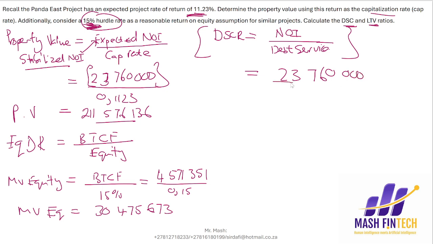23,760,123. And then we divide this by the debt service. We calculated this using the PMT times 12. And that value, when we calculated it using our financial calculator, was 19,188,649. Hence, the debt service coverage ratio is going to be equal to 1.24 times. Okay, the debt service coverage is going to be this.